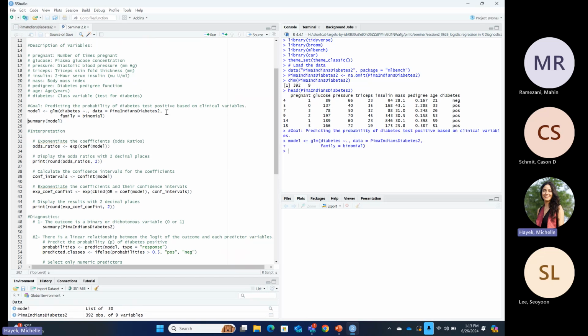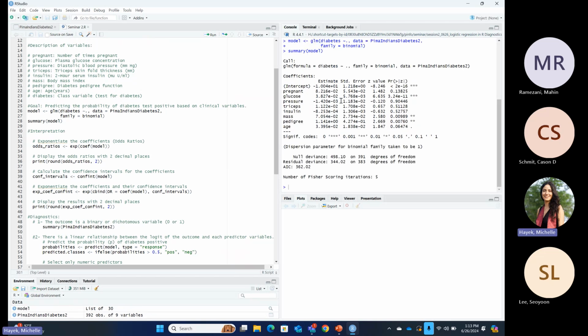So after we run the model, we can look at the summary outputs. So a brief explanation of what this output is. First of all, we can see from here which variables are the most significant ones. So we can see that glucose, mass, and pedigree are good predictors of whether a person has diabetes, positive or negative.